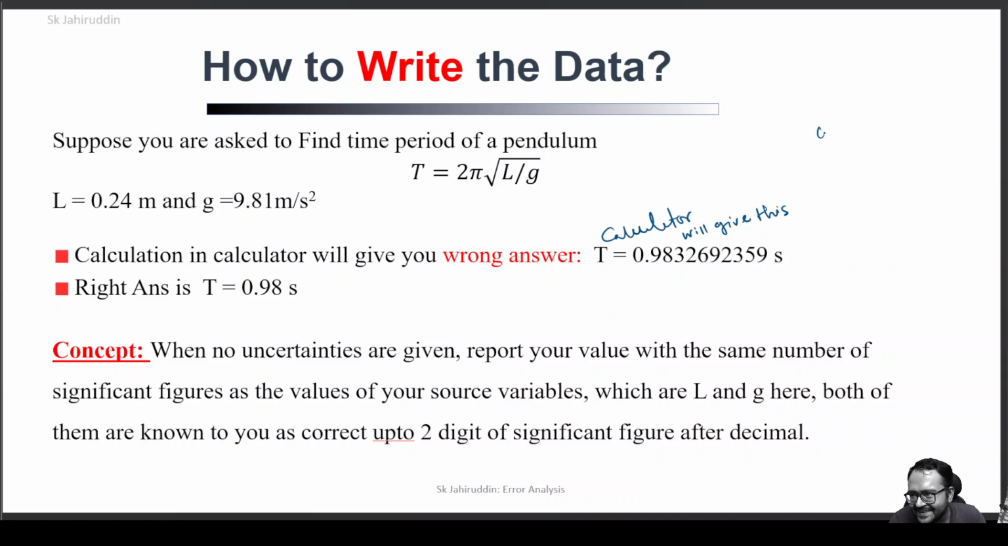That means 0.24 meter, 0.240 meter, and 0.2400 meter are not the same. They are not the same. This means your confidence is up to this 2-digit, this means your confidence is up to this 3-digit, and this means your confidence is up to this 4-digit.